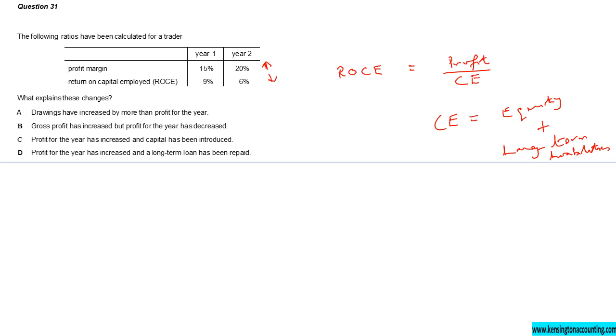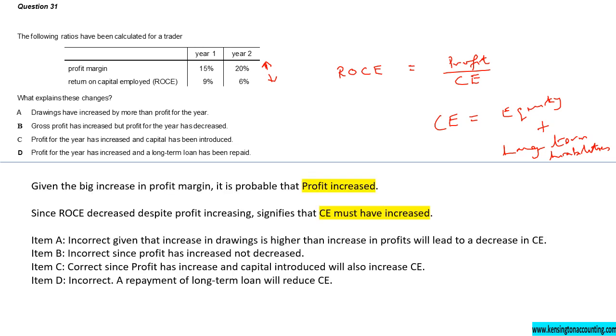So let's see which of the four solutions would have caused these two changes. First, we note such a big increase in the profit margin from 15 to 20% would have been caused most likely by a significant increase in profit. Therefore, we're looking for an increase in profit. Now, secondly, if profit has increased, yet we see return on capital has decreased.